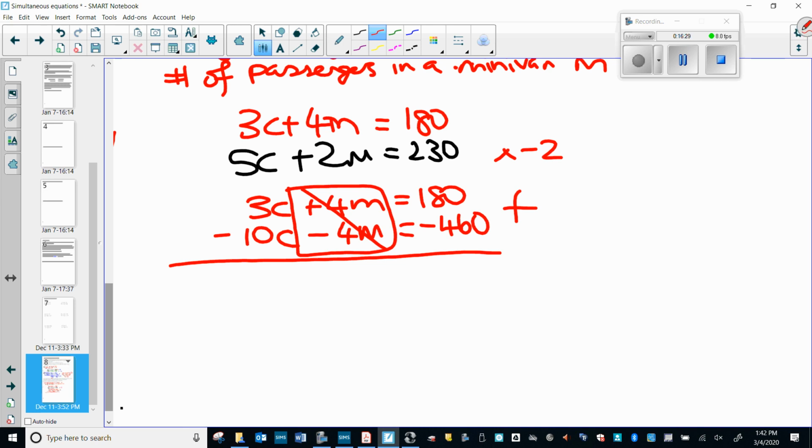Because that is the other option, that's totally fine. And if that's the way you would have done it as well, good. All right, so we've added these two and the m terms are gone. So it'd be -7c equals -280. Then c equals 40. We knew we would divide by -7. If you forgot the negative, you'd have a negative number of people in the coach.